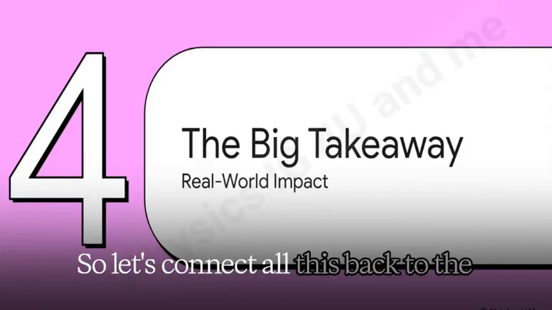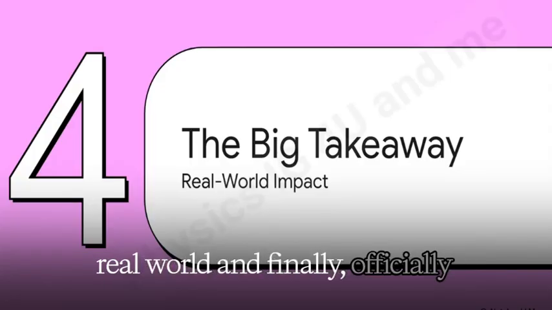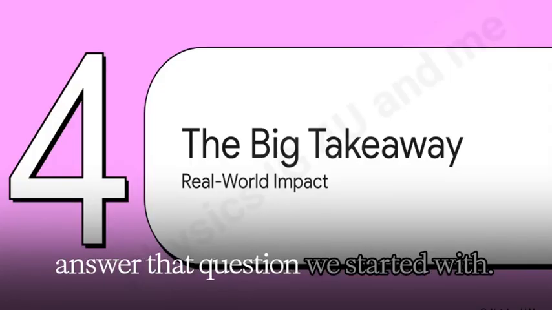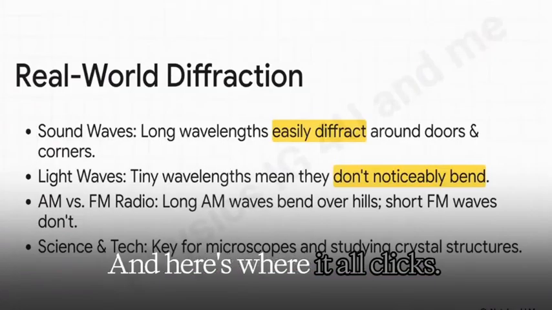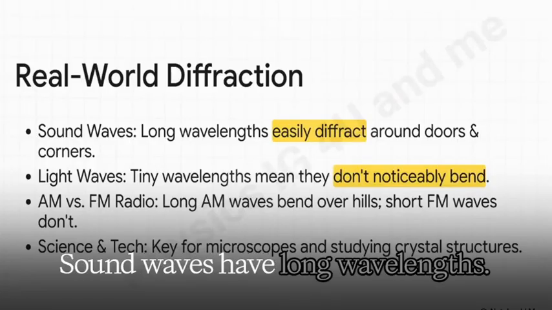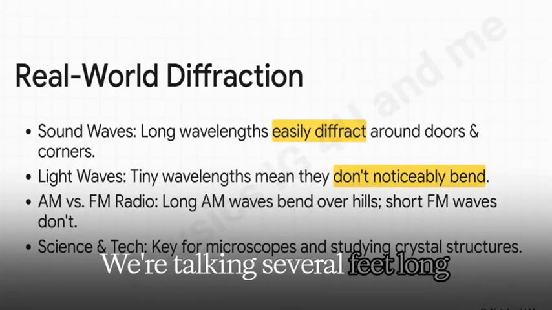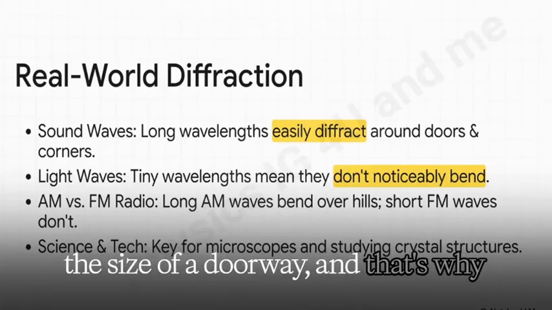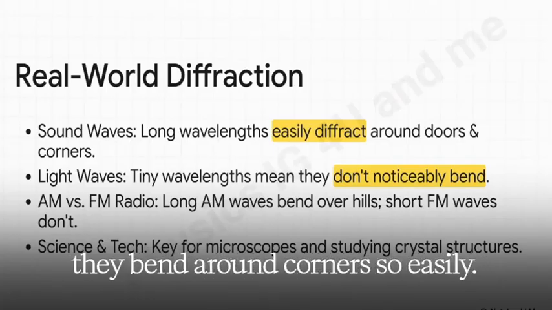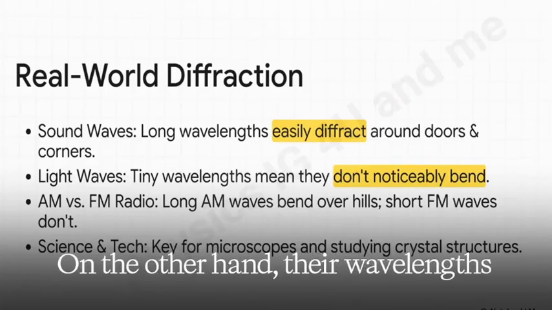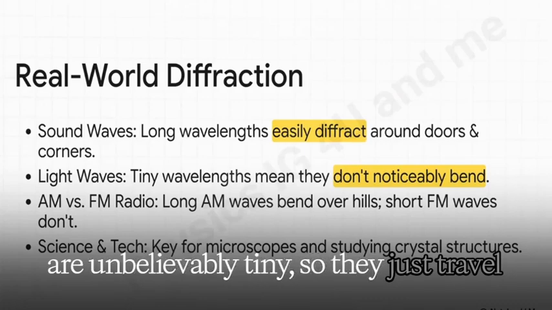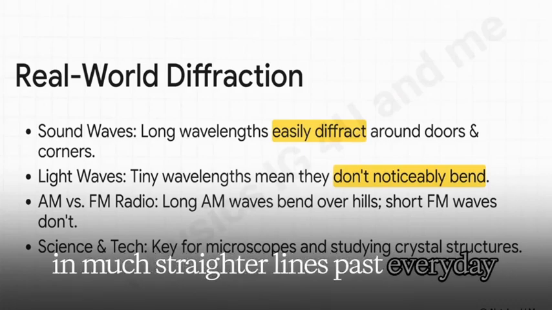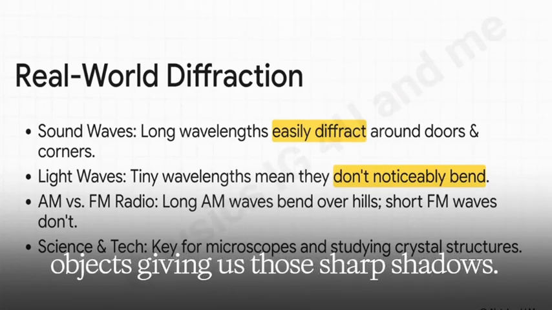So let's connect all this back to the real world and finally officially answer that question we started with. And here's where it all clicks. Sound waves have long wavelengths. We're talking several feet long sometimes, which is pretty similar to the size of a doorway. And that's why they bend around corners so easily. Light waves, on the other hand, their wavelengths are unbelievably tiny, so they just travel in much straighter lines past everyday objects, giving us those sharp shadows.